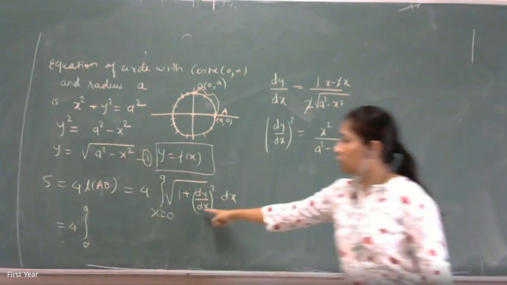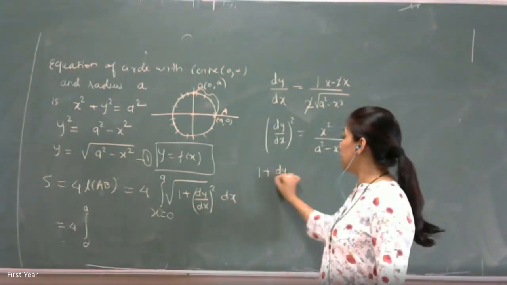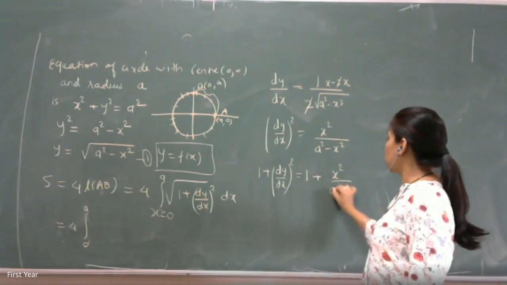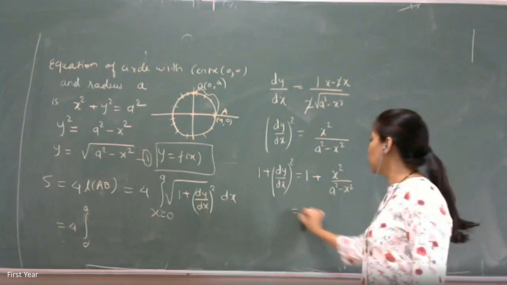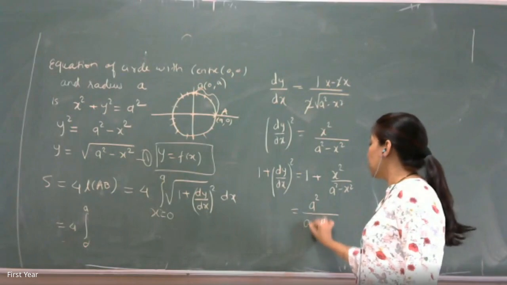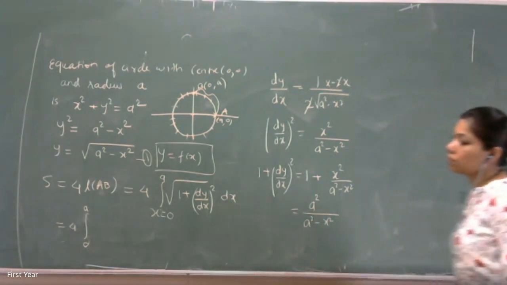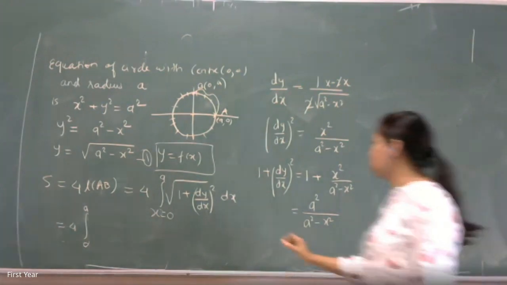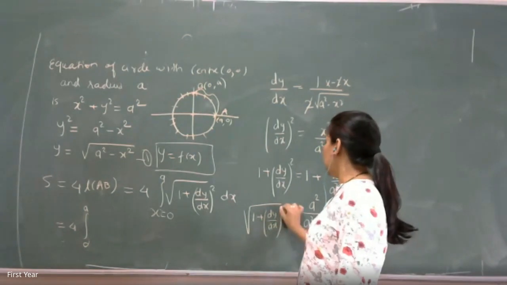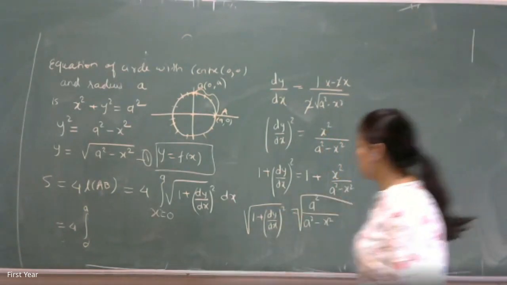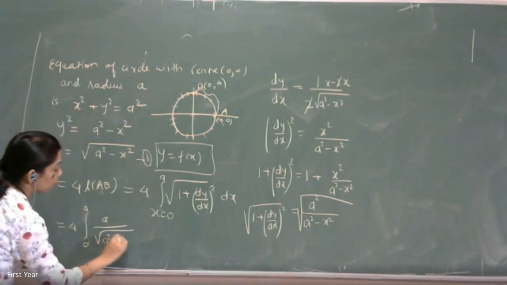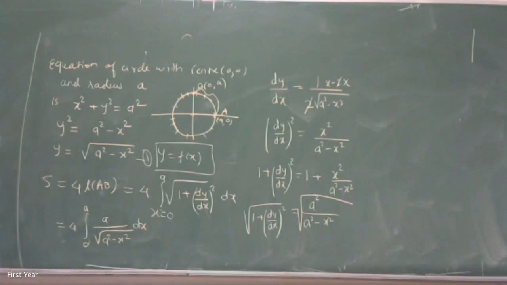I want this term now. So it is 1 plus (dy by dx) the whole square. What will be that? 1 plus x square upon (a square minus x square). Simplifying, you will get a square minus x square, x square will get cancelled. It is a square upon (a square minus x square). Is it okay? Therefore, the square root of this is nothing but a upon root of (a square minus x square) dx. Is that clear? What we have done?